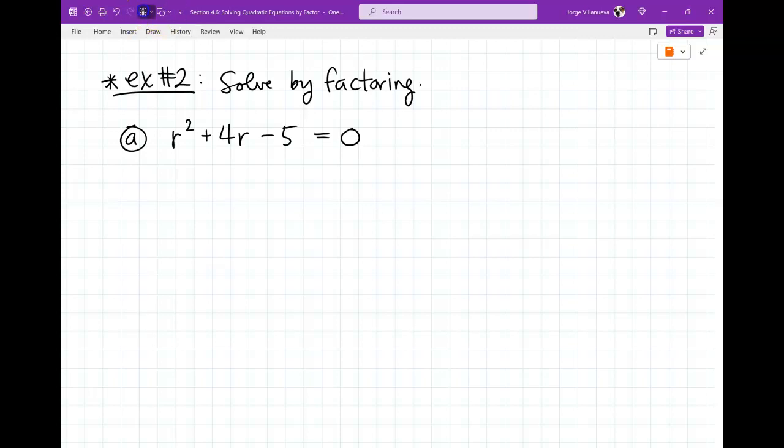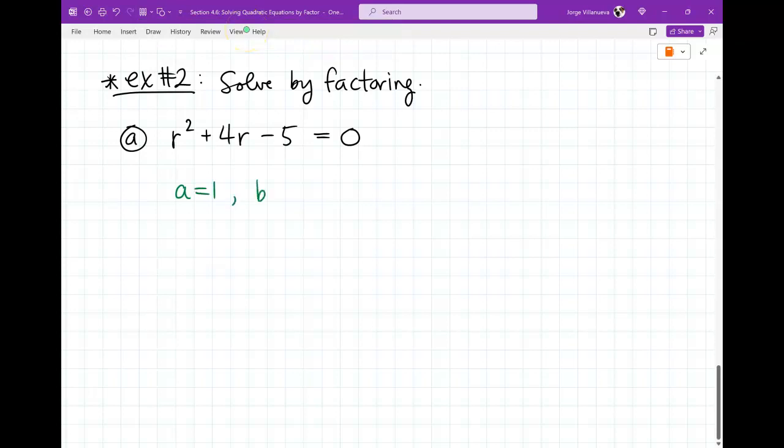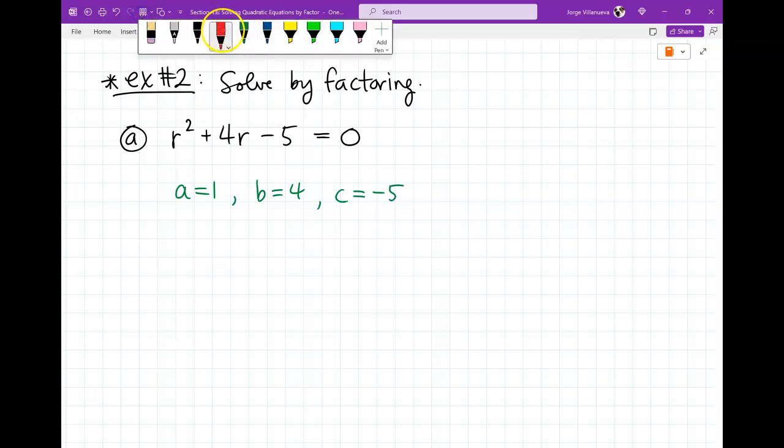So I'm going to try using the X method. Now remember, I like writing my ABCs. So A is 1, B is 4, C is -5. You don't have to do this. I just prefer it so that I know what I'm doing here.